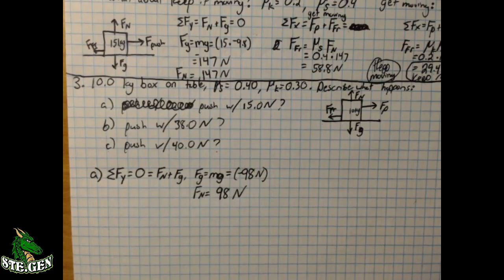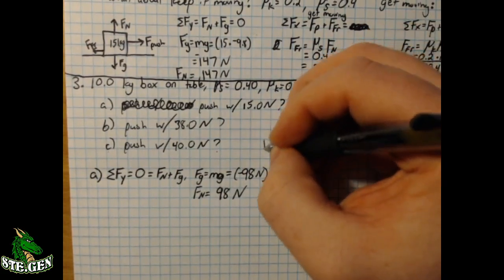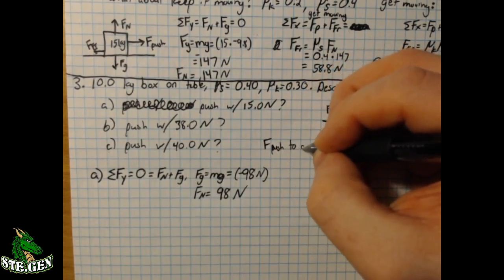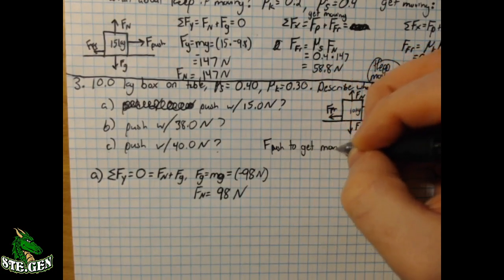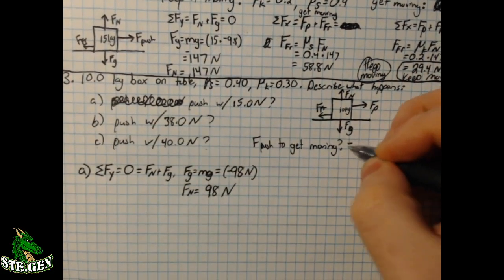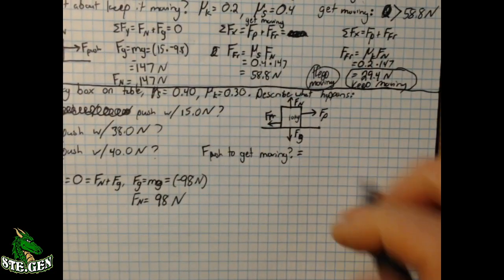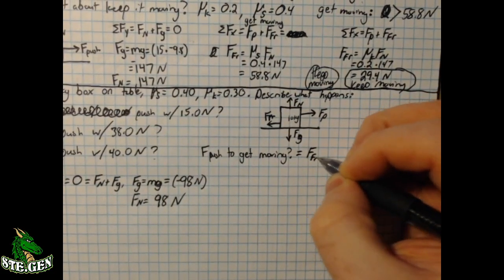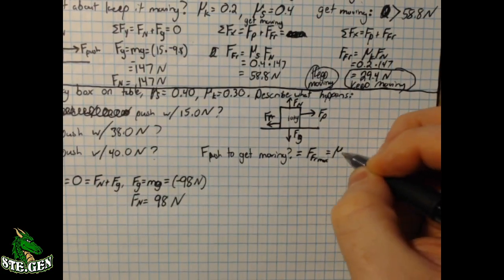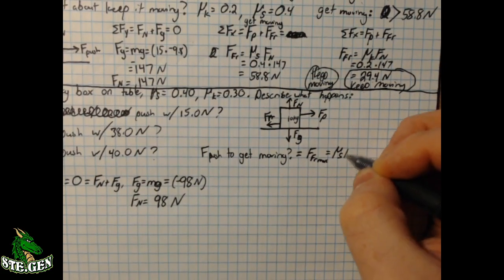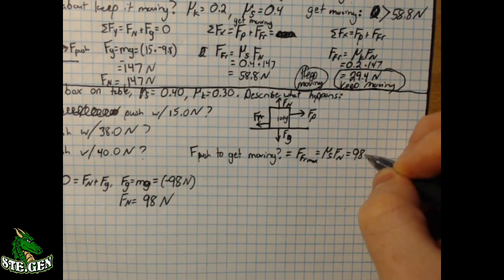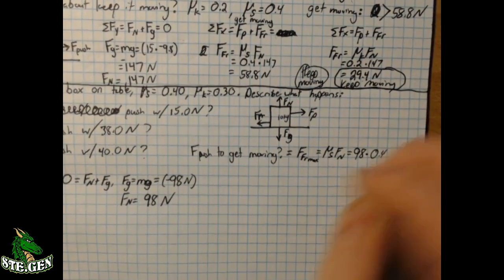Okay, now let's ask the question of what force we need to push to get it moving. How hard do we have to push it before it'll start moving? To do that, we're going to have to see what the maximum static friction is. That'll be our coefficient of static friction times our normal force. Our normal force is 98. 98 times 0.4.